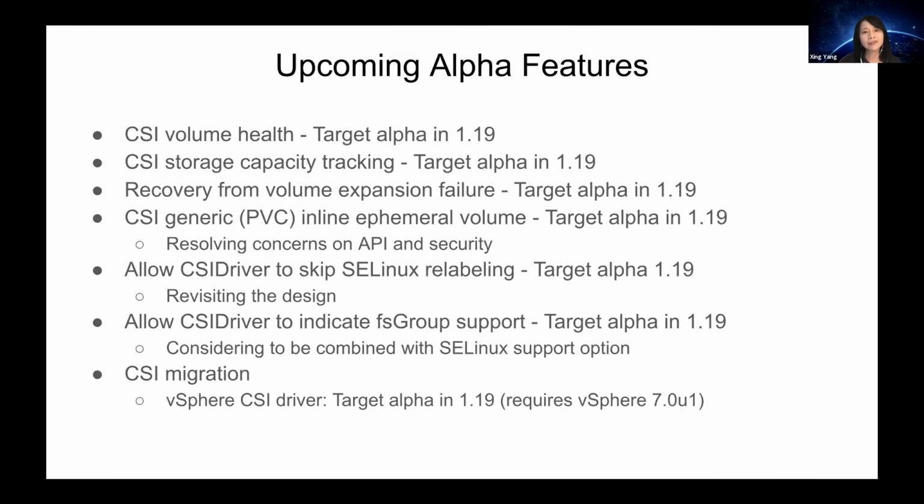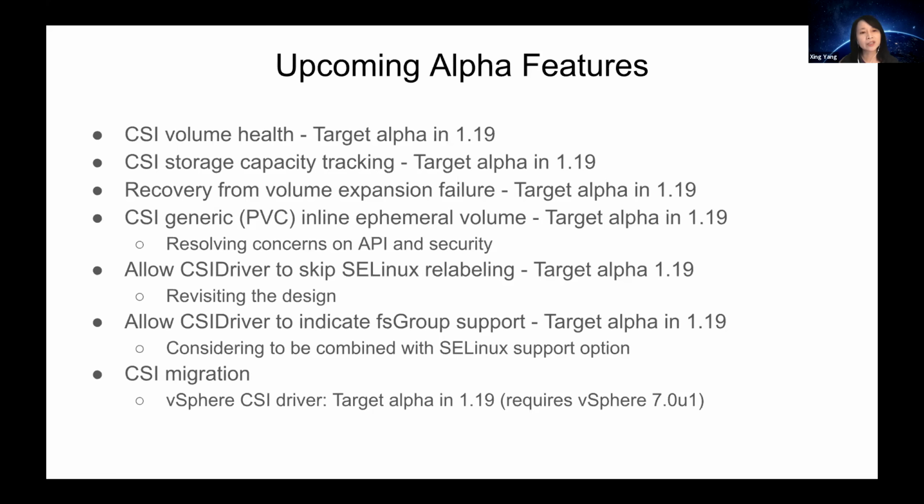We do have quite a few alpha features planned for 1.19. So let's go over them. The first one is the CSI volume health. This feature allows a CSI driver to communicate with the storage system and figure out whether a volume is healthy or not. If not, it can report that back to Kubernetes, and Kubernetes can report it as events. This is both on the controller plugin side and on the node plugin side.